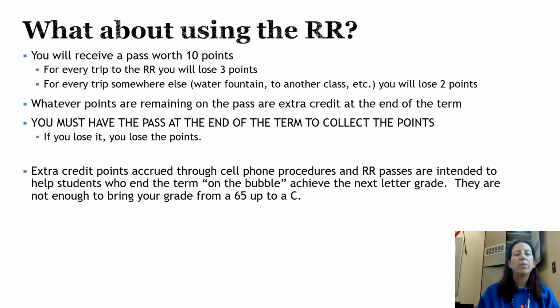Using the restroom, you're going to receive a pass worth 10 points. For every trip to the restroom, you lose 3 points off of that. And for every trip somewhere else, like to the water fountain, to another class, you will lose 2 points. And so the points just kind of go down. Whatever points are remaining on the pass at the end are extra credit. So you have these like kind of 2 avenues to add points on.